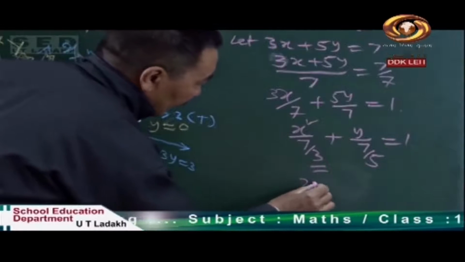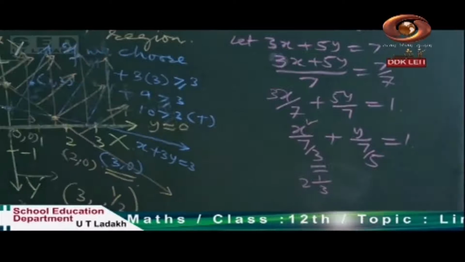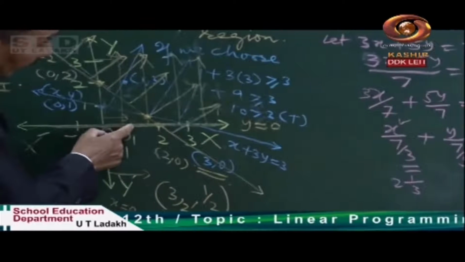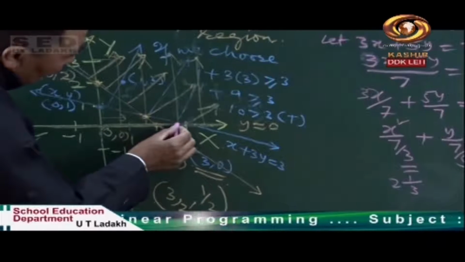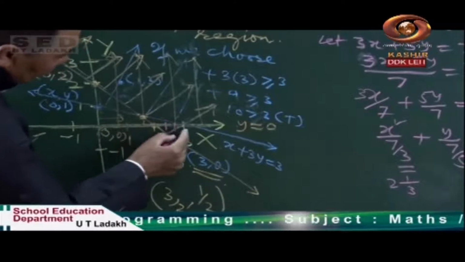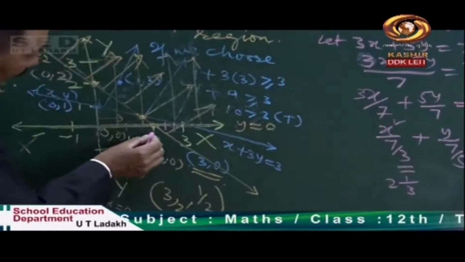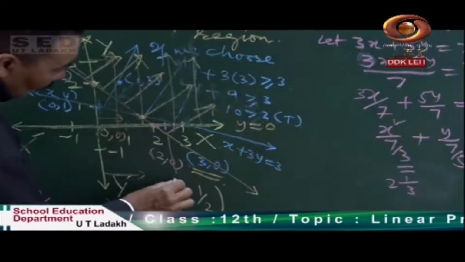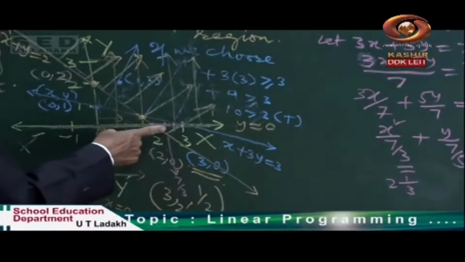That means 3 twos are 6, 1 upon 3. It comes to 2 and 1 by third. If I divide this section into 3 parts, 2 and 1 upon 3, then 2 is complete. Then 1 part will be this point. This point will be 7 upon 3.